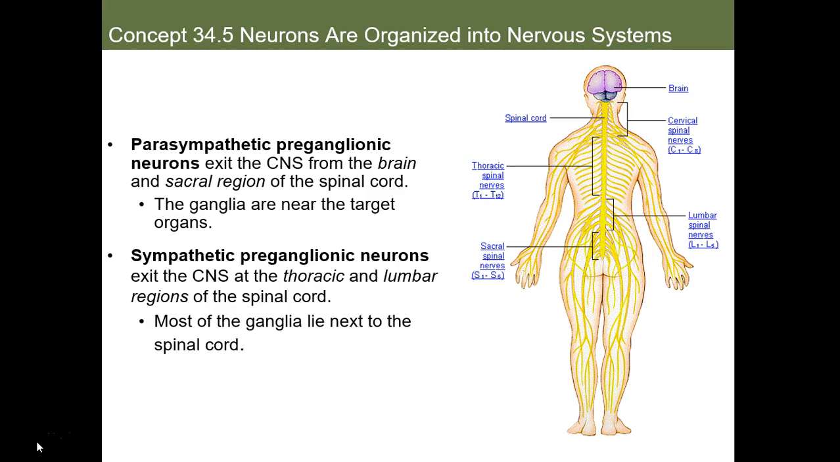Parasympathetic preganglionic neurons, which lower blood pressure and heart rate, exit the central nervous system from the brain and sacral regions of the spinal cord. These ganglia are near the target organs. Sympathetic preganglionic neurons, which are responsible for the fight or flight response, exit the central nervous system at the thoracic and lumbar regions of the spinal cord. Most of these ganglia lie next to the spinal cord.